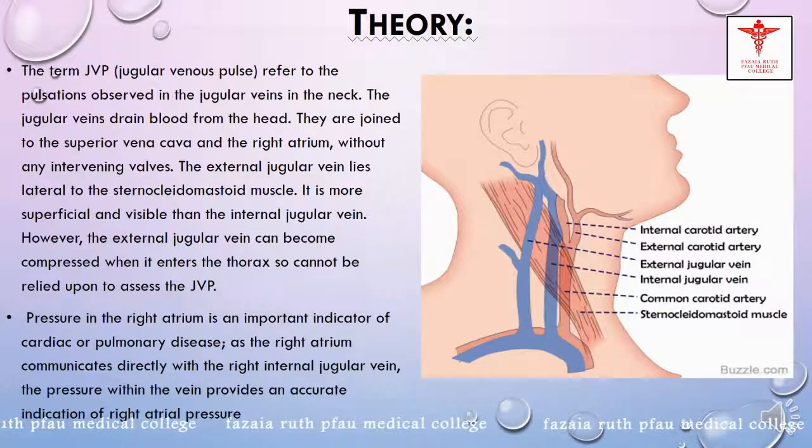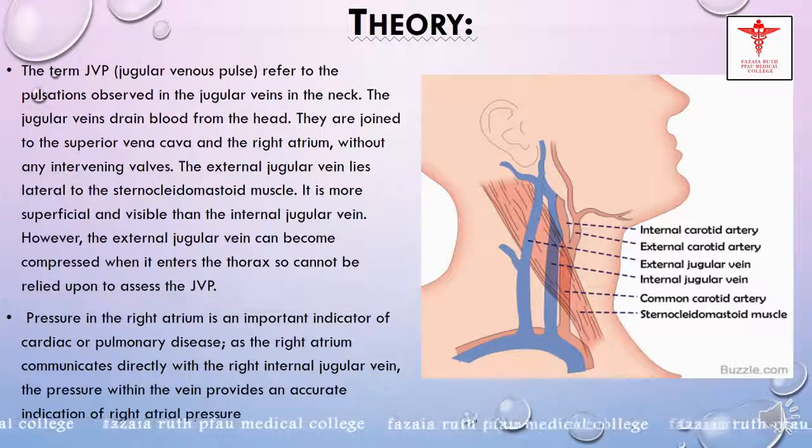The term JVP refers to jugular venous pulse or jugular venous pressure. So in the neck we have jugular veins, right? These jugular veins drain the blood from the head and they are joined to the superior vena cava and the right atrium without any intervening valves.